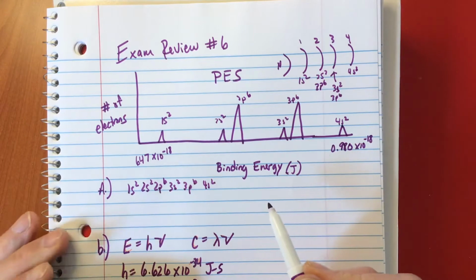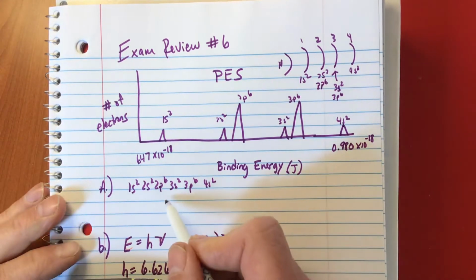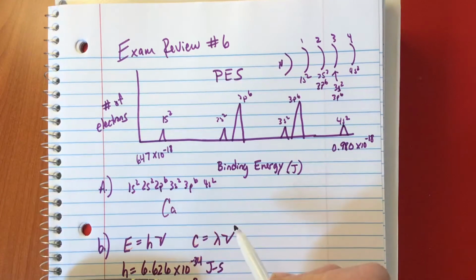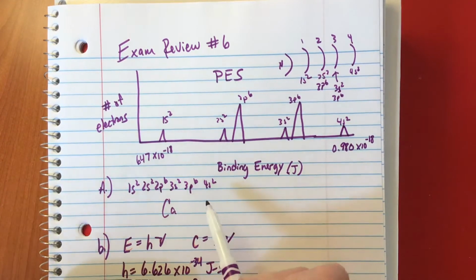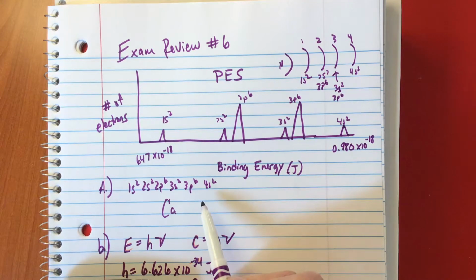And then, I don't have the periodic table in front of me, but I'm guessing that this is calcium, because calcium would be period 4, group 2 on the periodic table. So I think that's A.